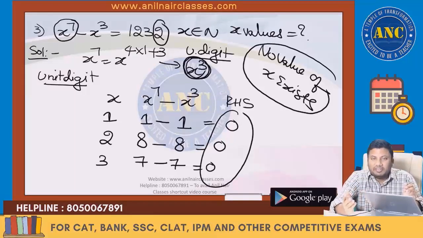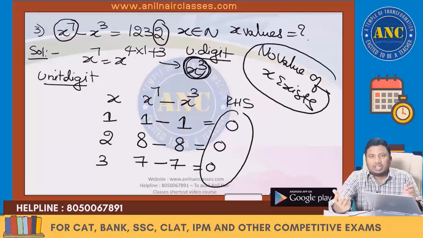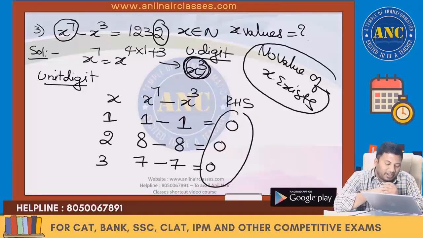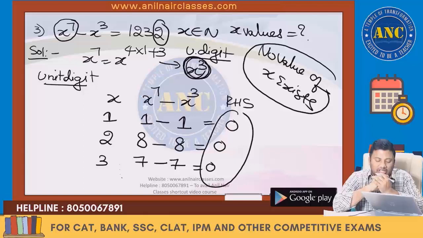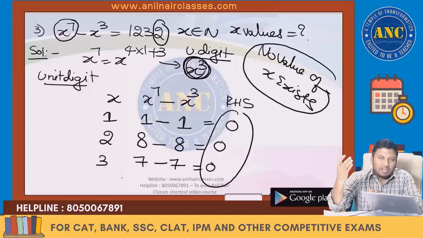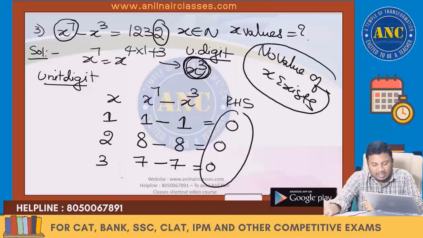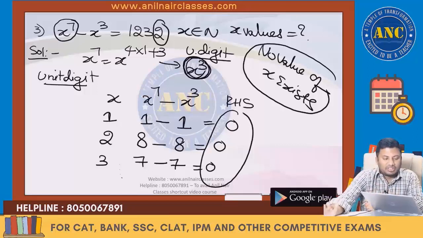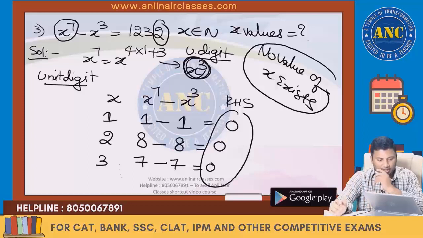7 and 3, the difference is 4. 4 is nothing but a multiple of 4, so the unit digit will always be the same. If the unit digits of x cube and x power 7 are both the same, then the right hand side will always be 0. I hope it is clear. Very good algebra question which can be solved by using unit digit.